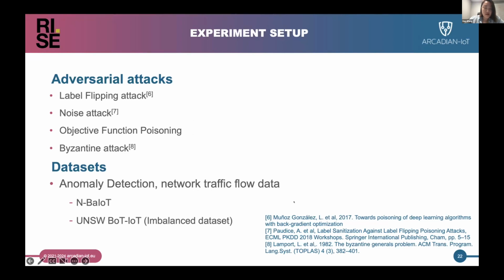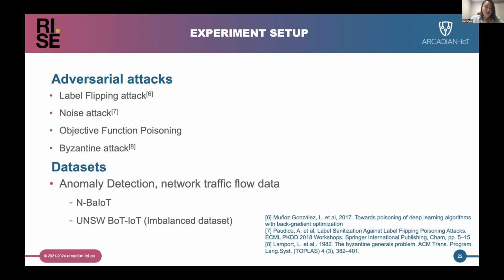That is the attack proposed by the previous paper. It is like a poisoning attack where they flip the label from benign to anomaly and from anomaly to benign. So they flip the labels, like a poisoning attack. Noise attack is what we discussed about this.